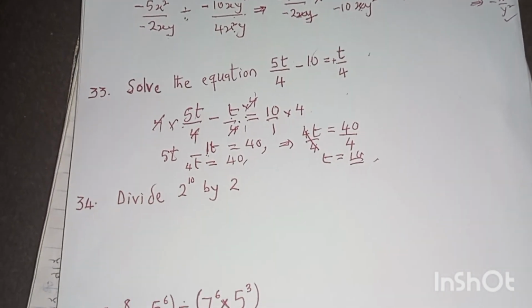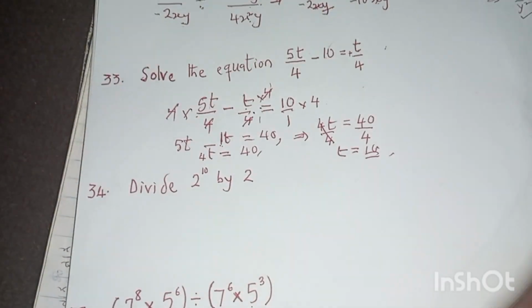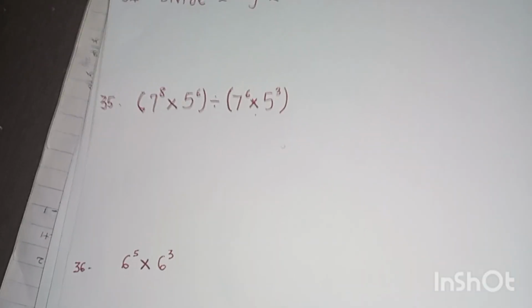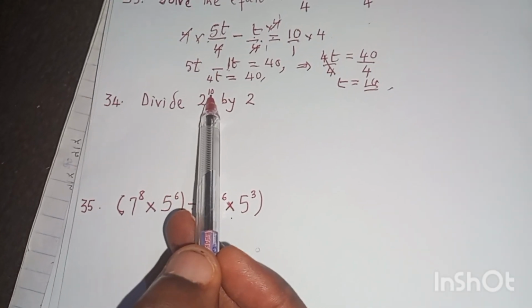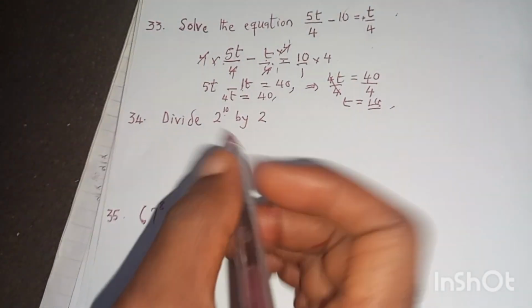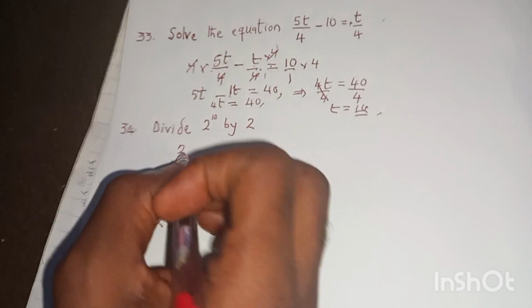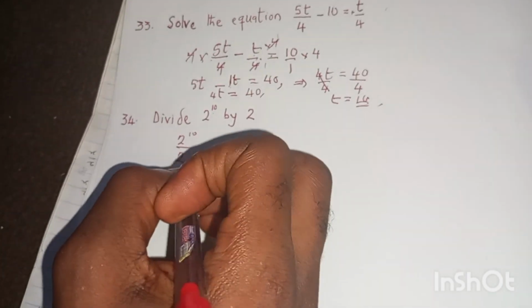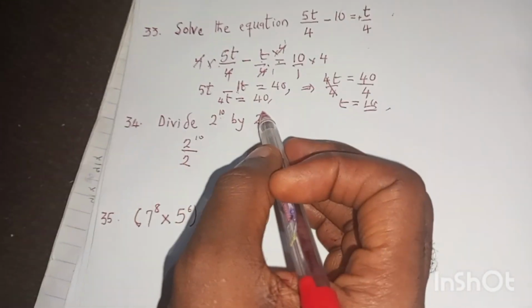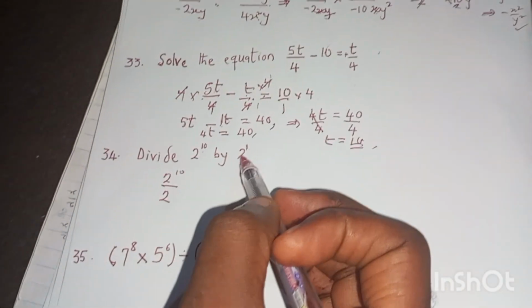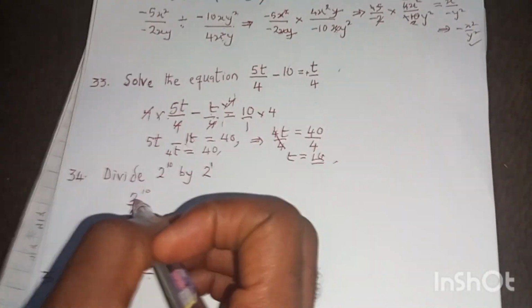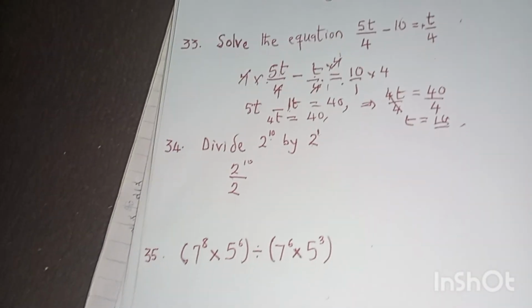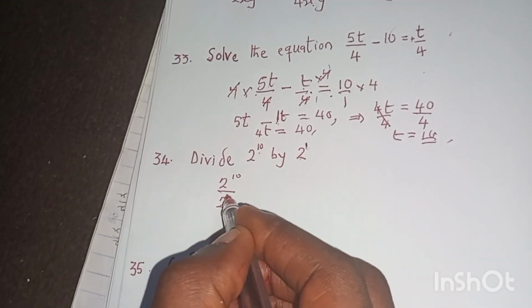It says to divide 2 raised to the power 10 by 2. This is actually indices. Whenever you say raised to the power, it means indices. So you can write this as 2 raised to the power 10 divided by 2. Normally, if you see a number standing by itself, it's actually raised to the power 1. Raised to the power 1 is the same thing as 2.